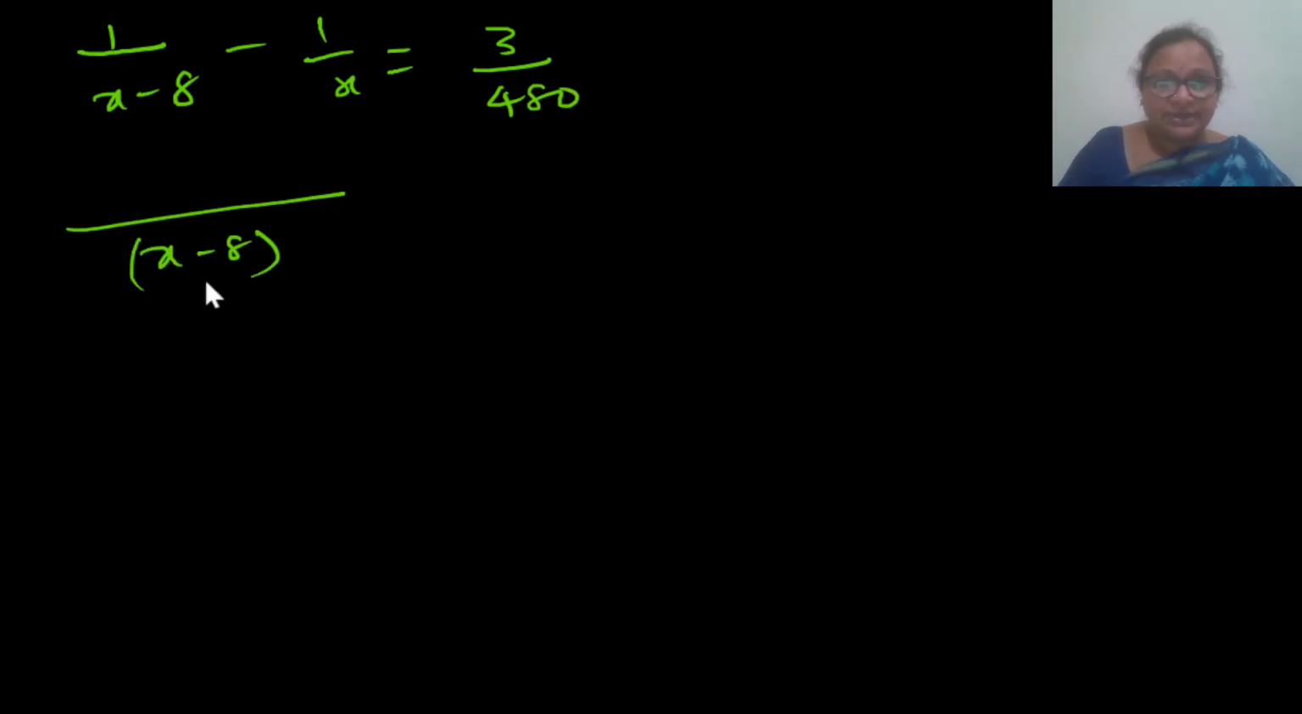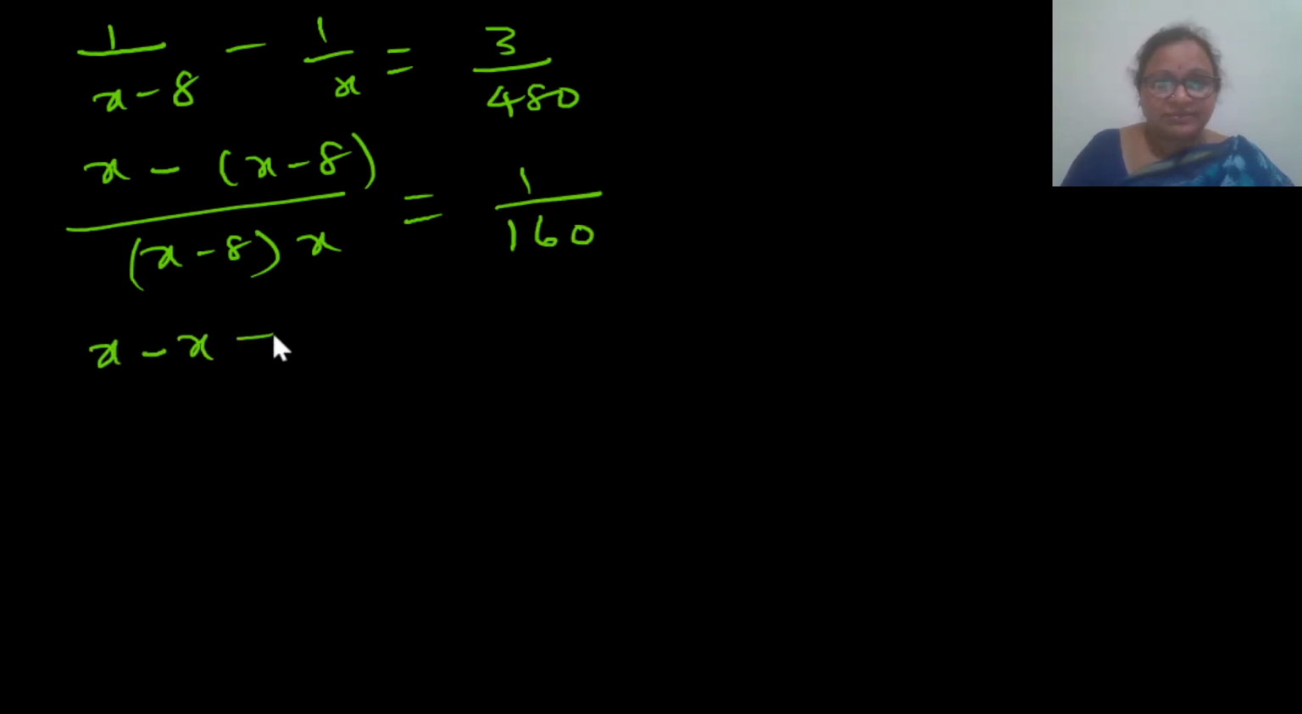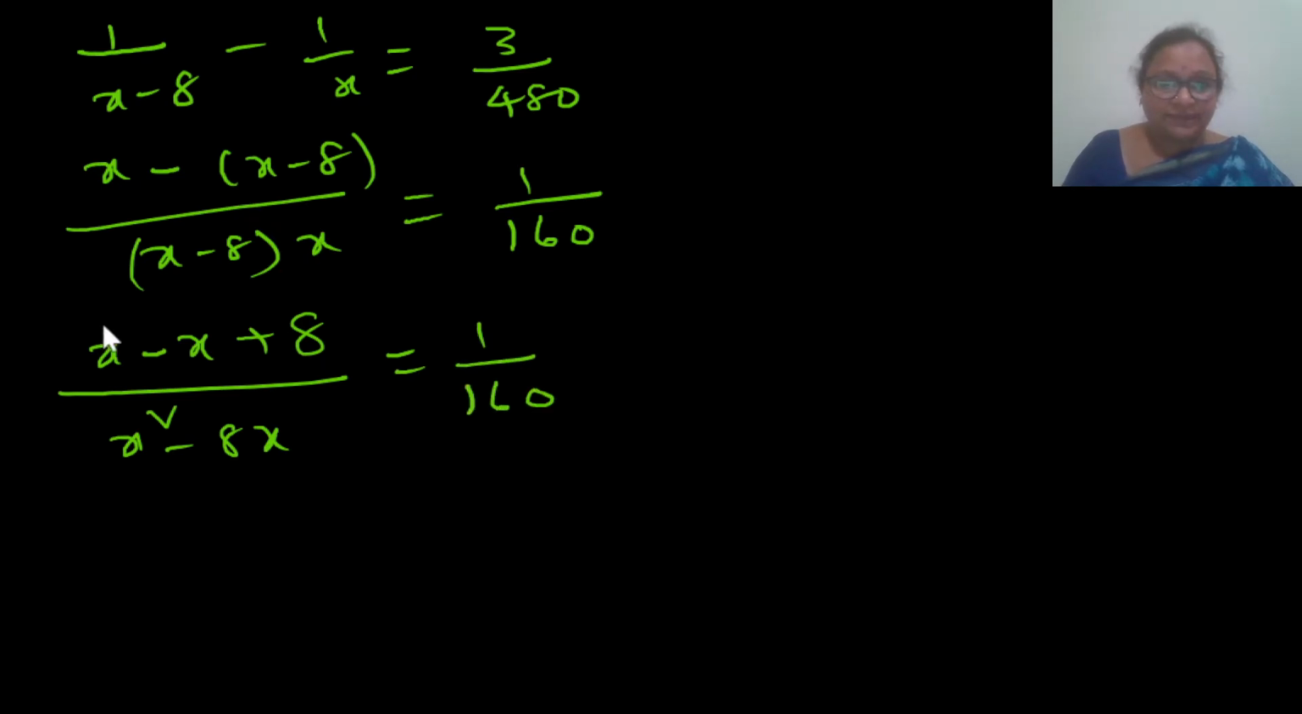So 1 by x minus 8 minus 1 by x is equal to 3 by 480. LCM is x minus 8 into x. x minus (x minus 8) is equal to 1 by 160. Then x minus x plus 8 by x square minus 8x is equal to 1 by 160. x gets cancelled. 8 by x square minus 8x is equal to 1 by 160.